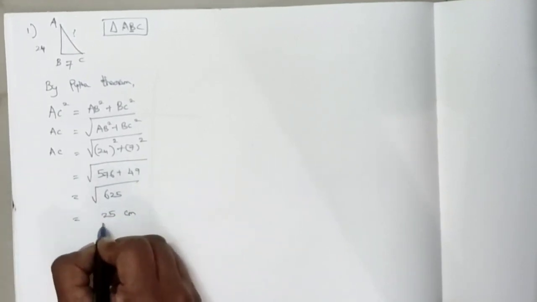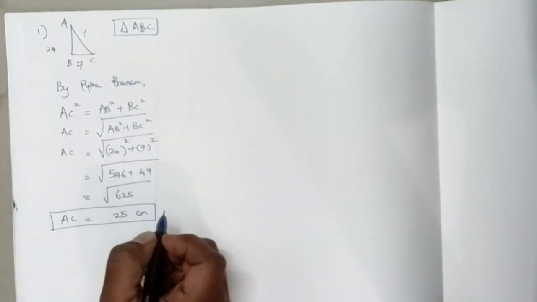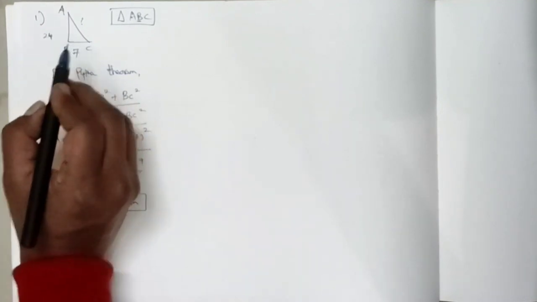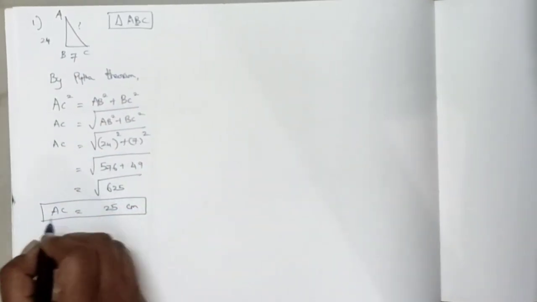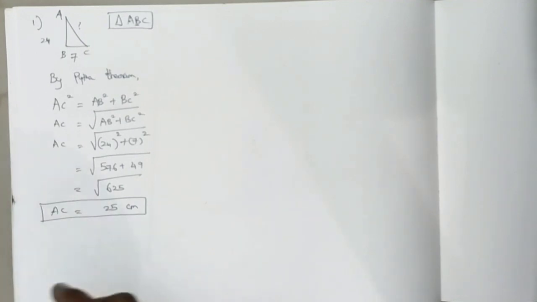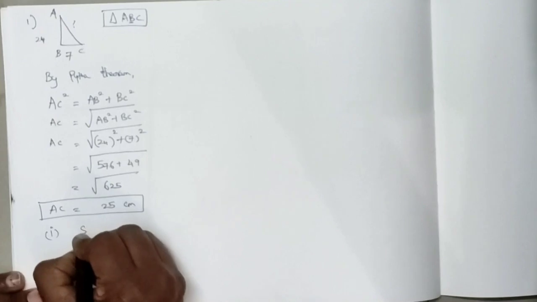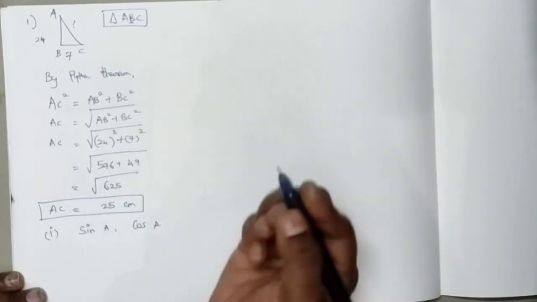So AC we get as 25 centimeters, that is the hypotenuse. Hypotenuse will always be greater than the other two sides in any right angled triangle. Okay, so by this we'll find sin A and cos A.